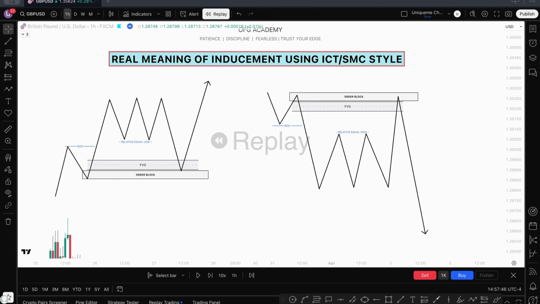Today's topic is the real meaning of inducement using ICT and SMC, and I want to explain to you how you can actually notice or predict an inducement just to make you aware of it.